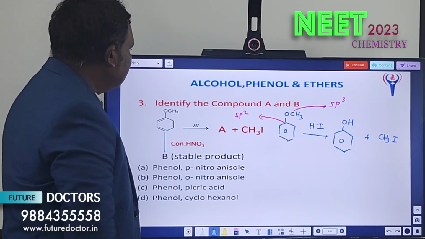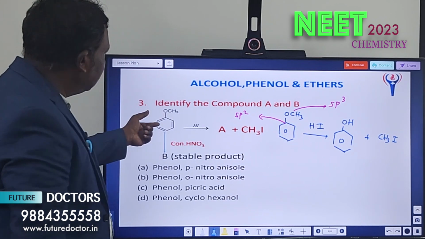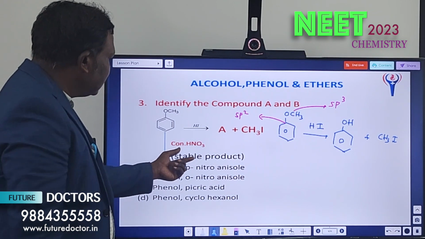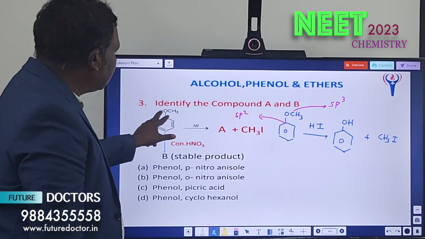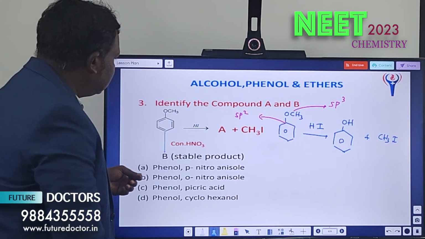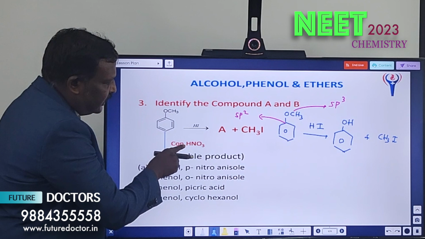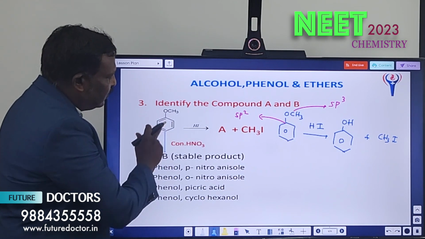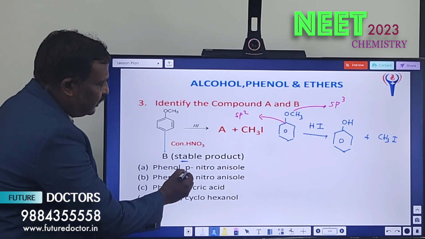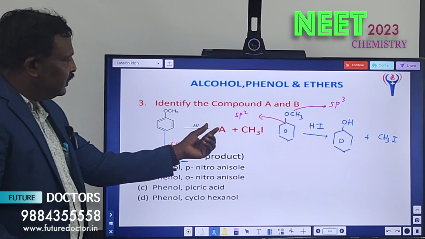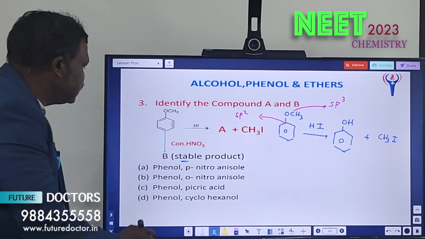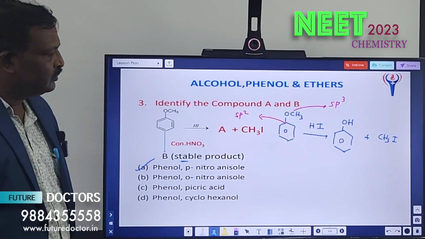Now come to the second part. When the same anisole reacts with concentrated nitric acid, it gives the stable product. Anisole is an ortho and para directing group. If it undergoes nitration, we will get ortho-nitroanisole and para-nitroanisole. But they are asking only for the stable product, which means only para-nitroanisole. So A is phenol, B is para-nitroanisole. So option A is correct. Are you following? Simple one.